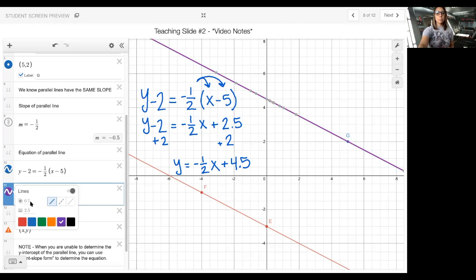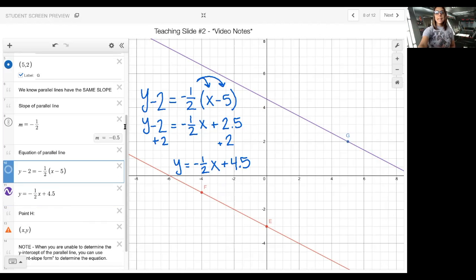I'm going to go ahead and make this purple. So if I highlight only the purple line, you can see that this equation, y = -1/2x + 4.5, is the equation of the line that contains point G and is parallel to line EF. It happens to be the exact same line as the point-slope form, just further proving that these are equivalent equations that represent the same line.